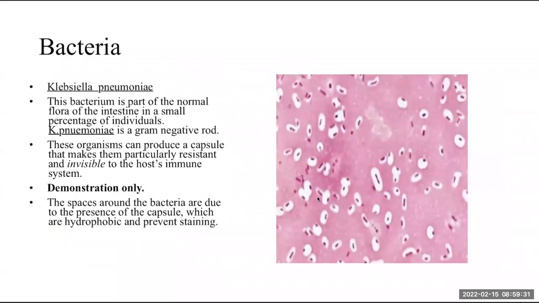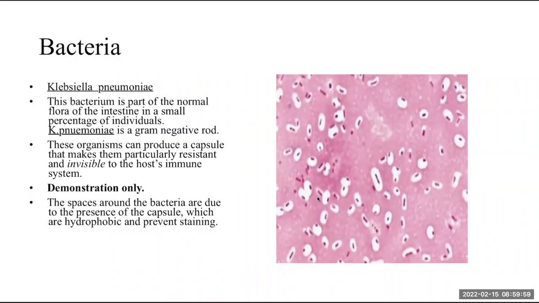So bacteria, this one is Klebsiella pneumonia, and this bacterium is part of the normal flora of the intestine in a small number of individuals. It is a gram-negative rod, and these organisms can produce a capsule that makes them particularly resistant and invisible to the host's immune system. So this one's on demonstration only.